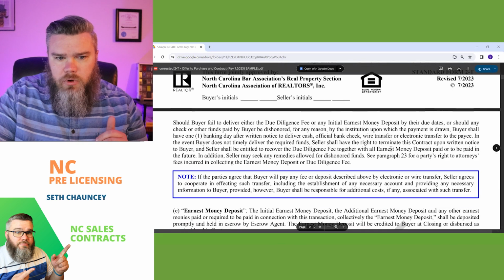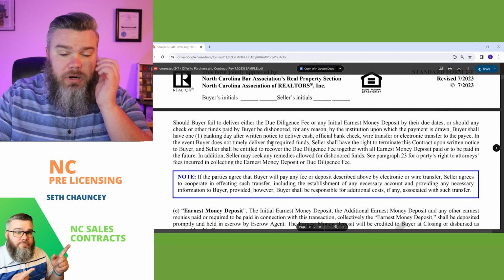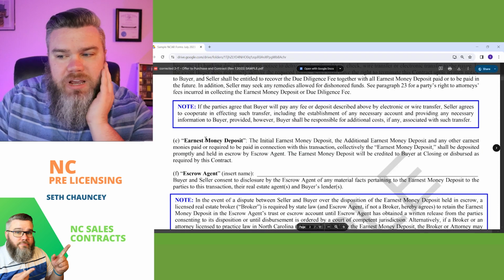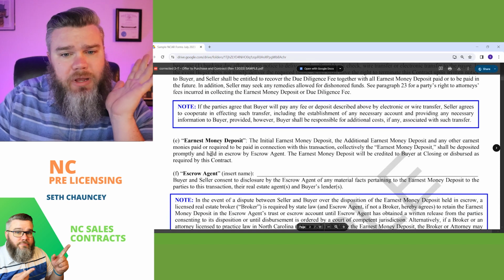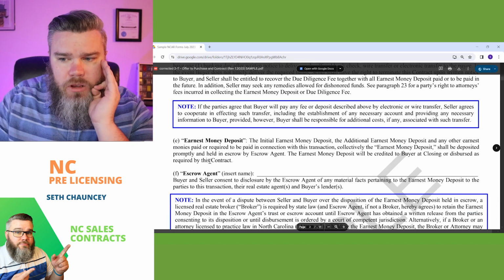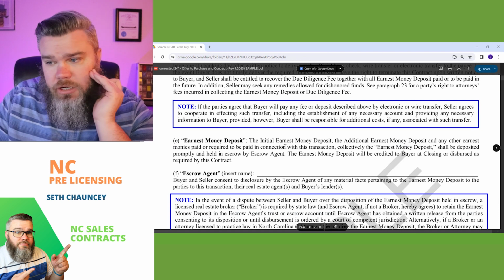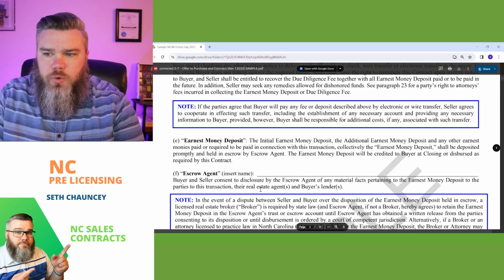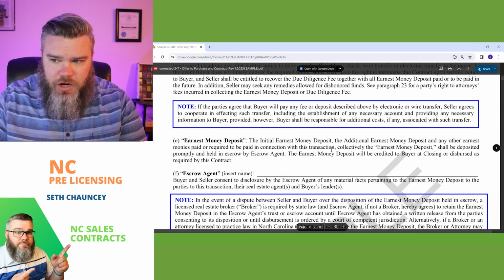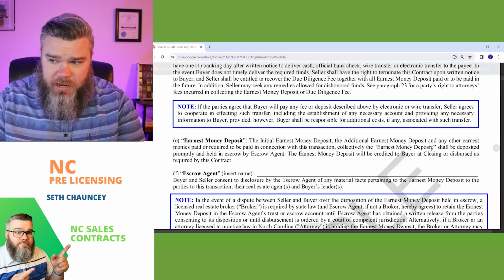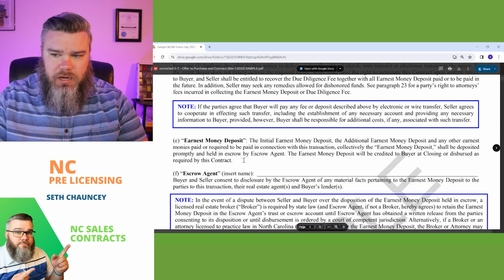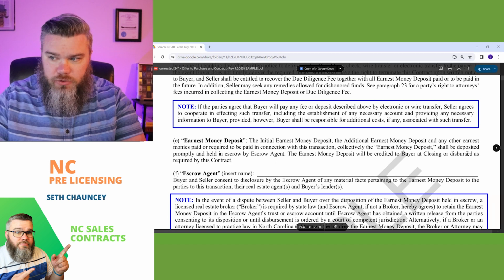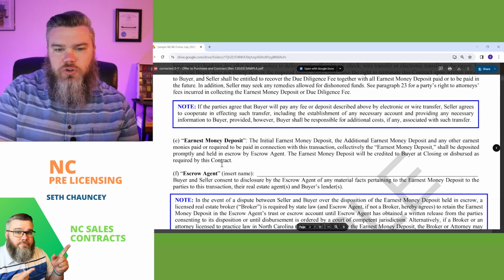So I'm going to circle back around to this provision here, but I want you to understand due diligence and earnest money first. Because earnest money appears first on here, I'm going to explain earnest money first. The initial earnest money deposit, the additional earnest money deposit, and any other earnest monies paid or required to be paid in connection with this transaction, collectively referred to as earnest money deposit, shall be deposited promptly and held in escrow by escrow agent. The earnest money deposit will be credited to the buyer at closing or dispersed as required by this contract.